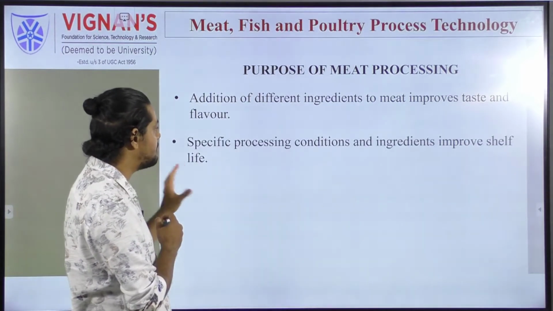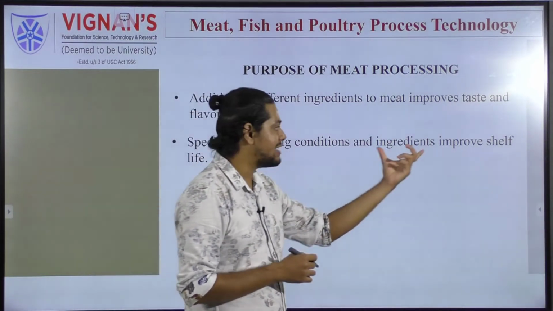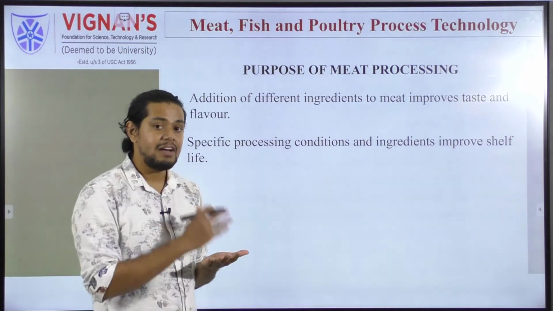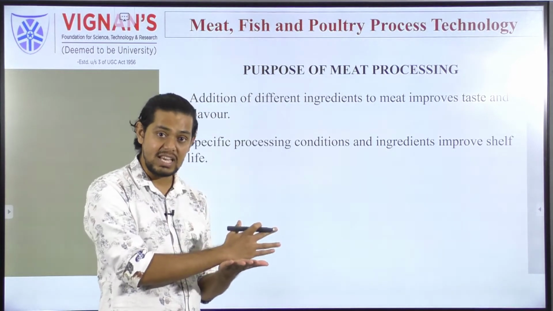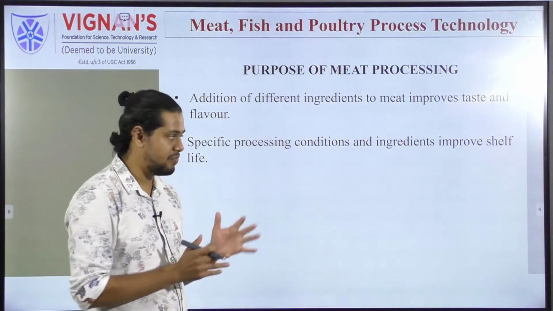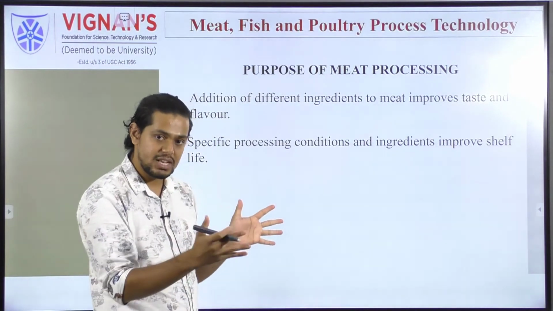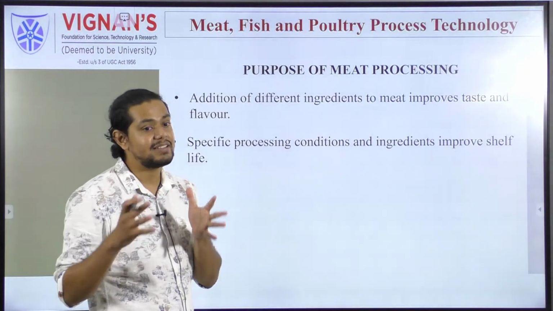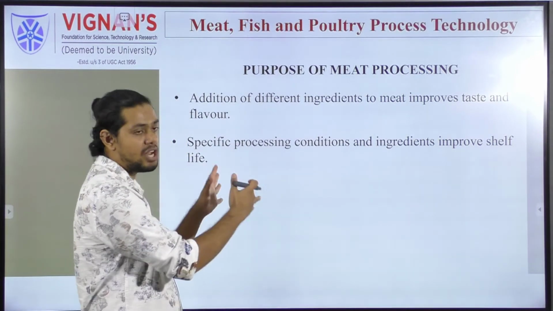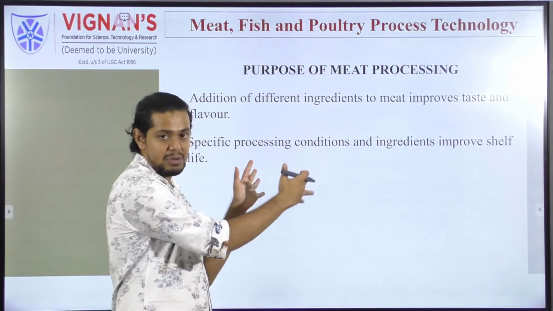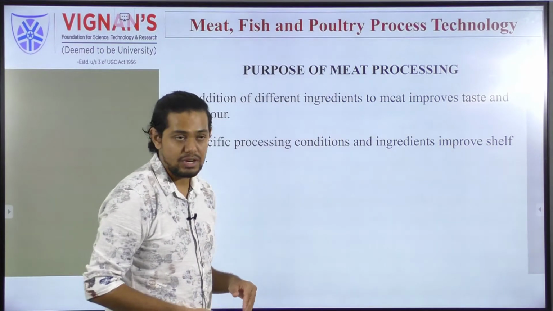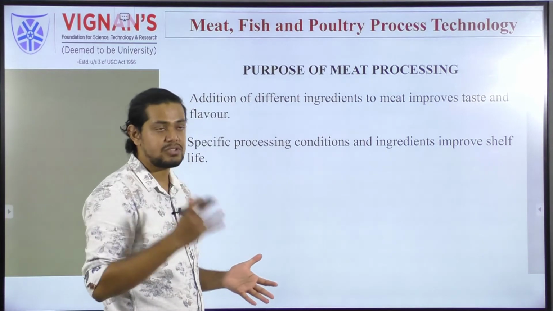Okay, so the second important purpose includes the specific processing conditions as well as ingredients to improve the shelf life of the meat as well as meat product. We have already studied the different types of processing techniques which are employed to extend the shelf life of the meat as well as meat product. We have also studied the different chemical agents, generally recognized as safe, that can be added to the meat as well as meat product. Whenever such processing conditions or chemicals are applied, we are in turn improving the shelf life of the meat as well as meat product. So that is another added advantage or purpose of meat processing.